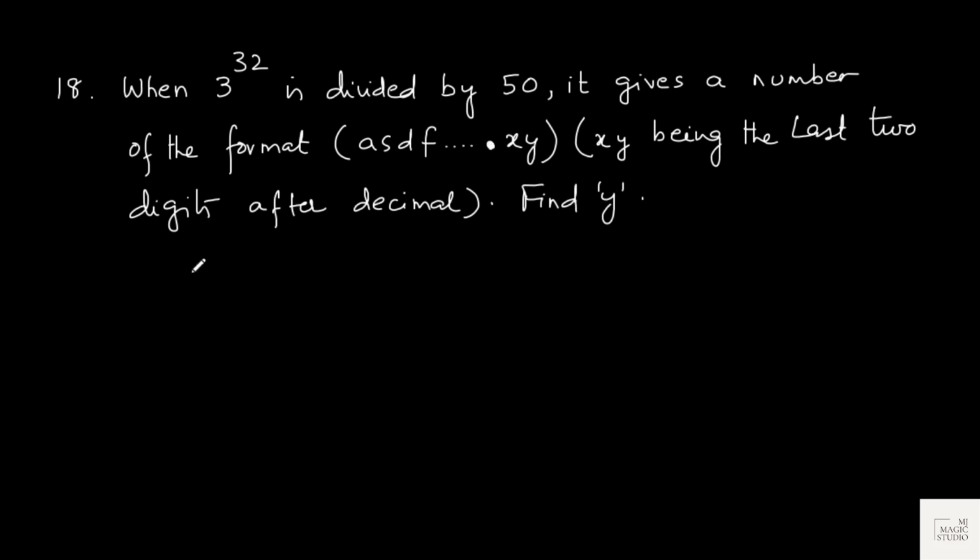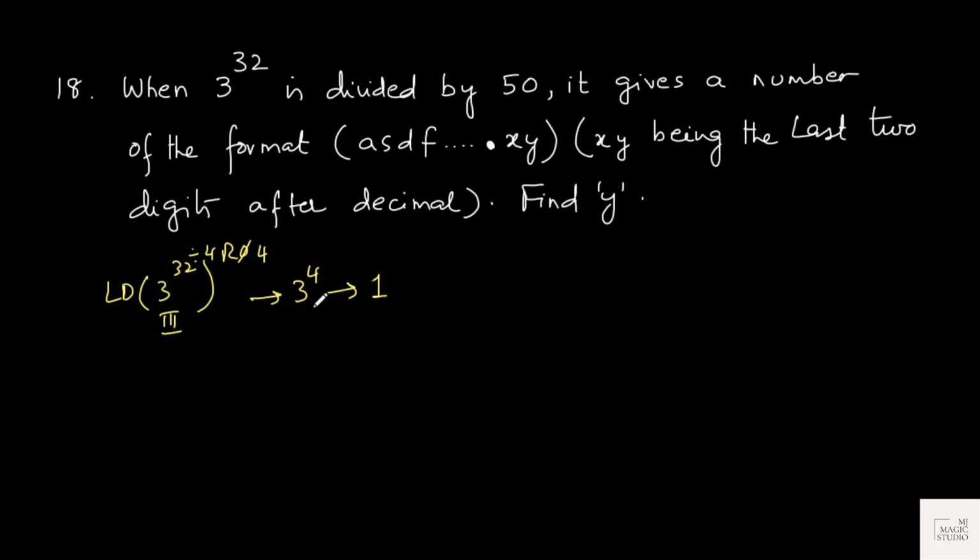Okay, first of all, the last digit of 3 to the power 32. 3 is in the cyclicity of 4, so 32 divided by 4, the remainder would be 0, so the new power will become 4. 3 to the power 4, the last digit is 1.